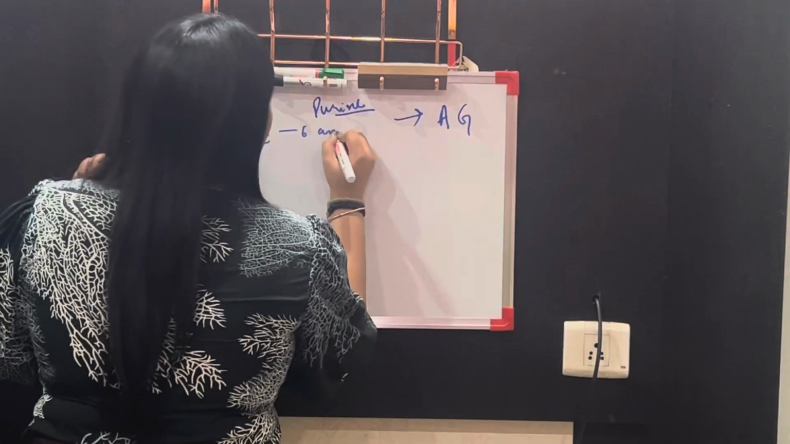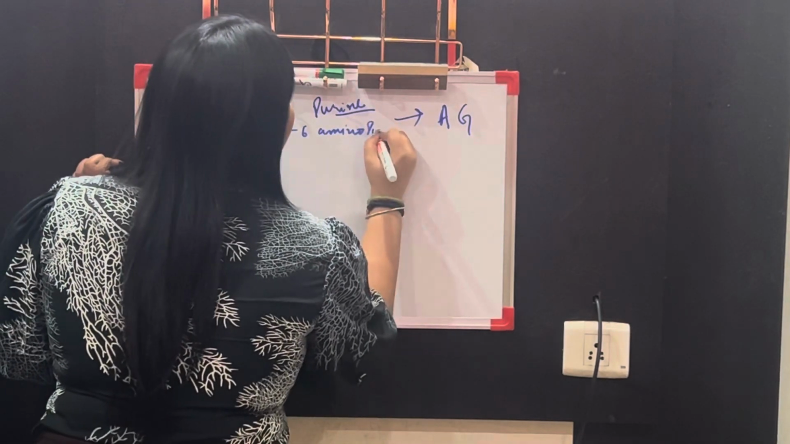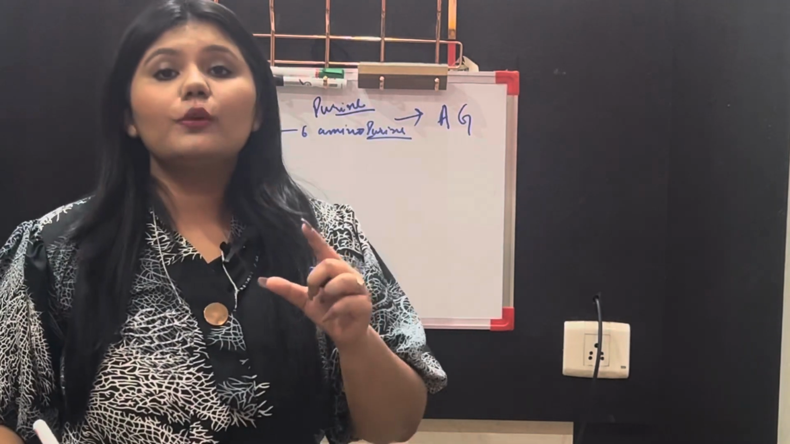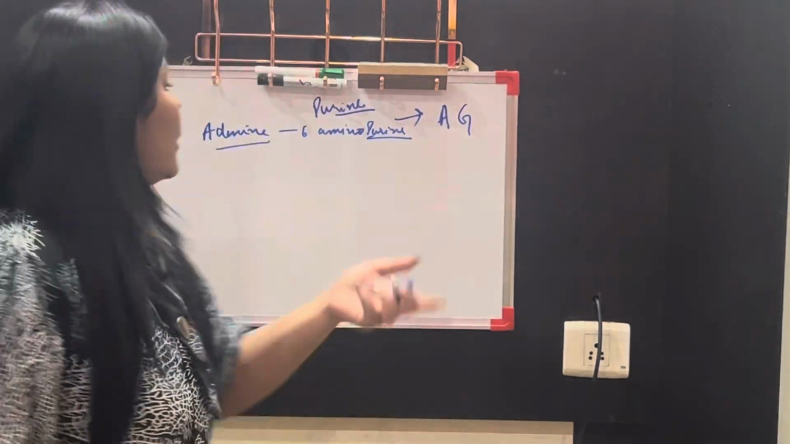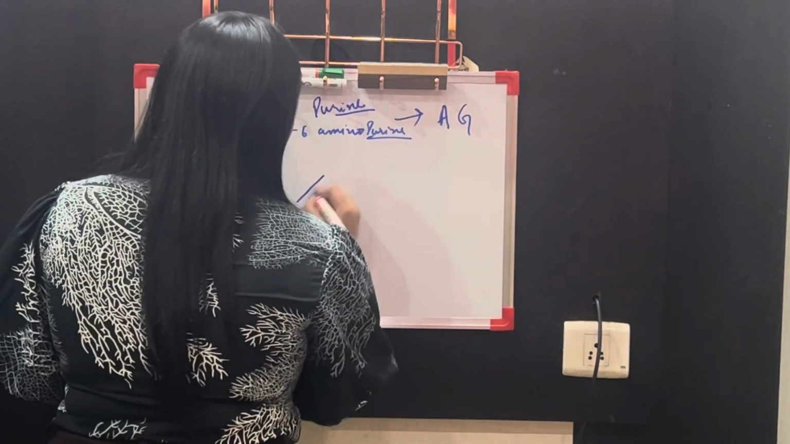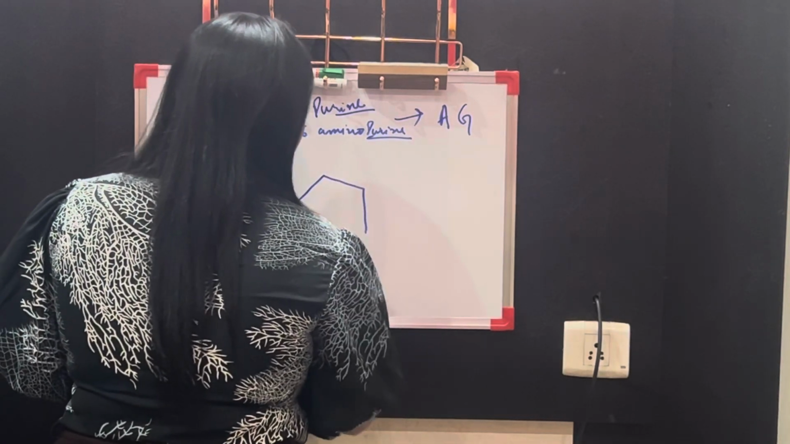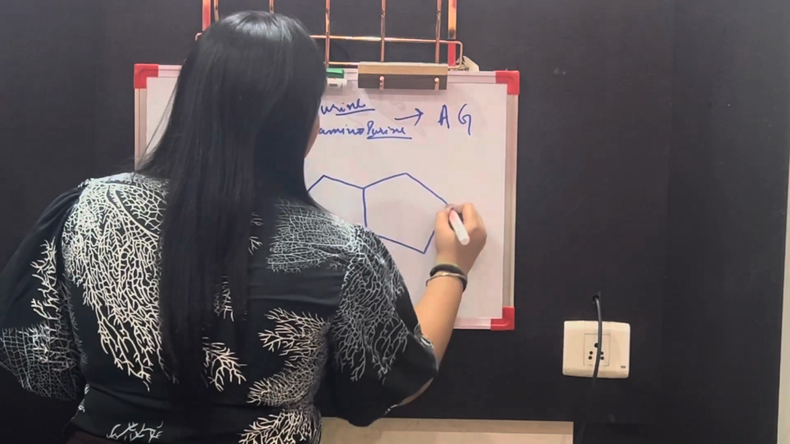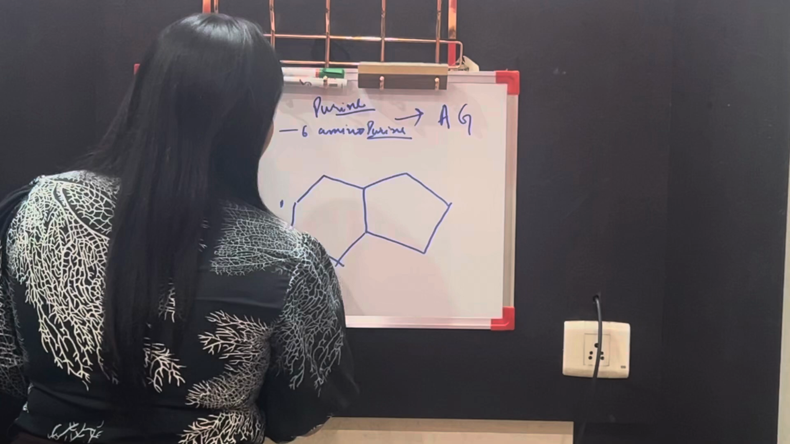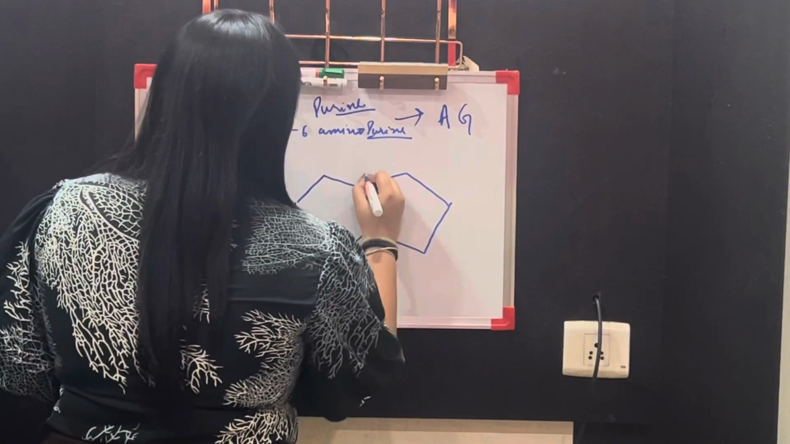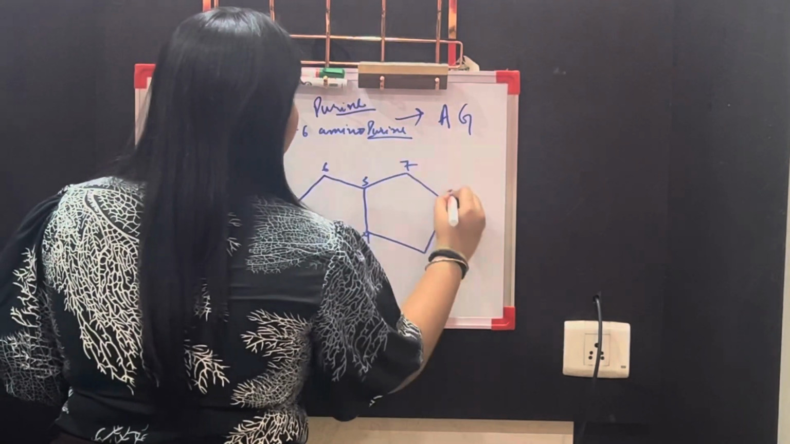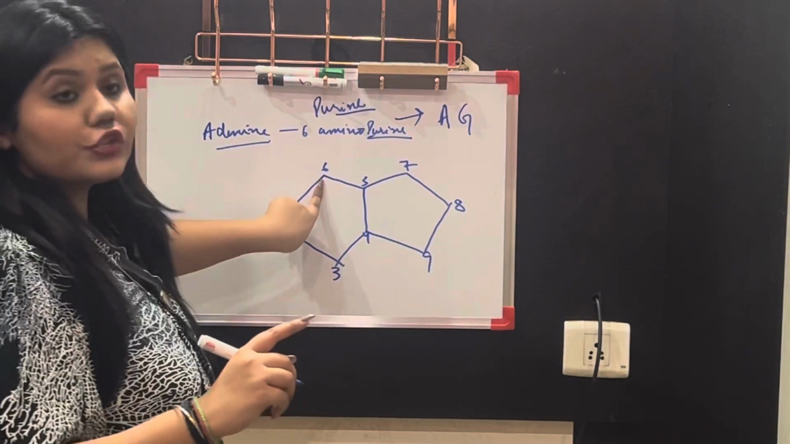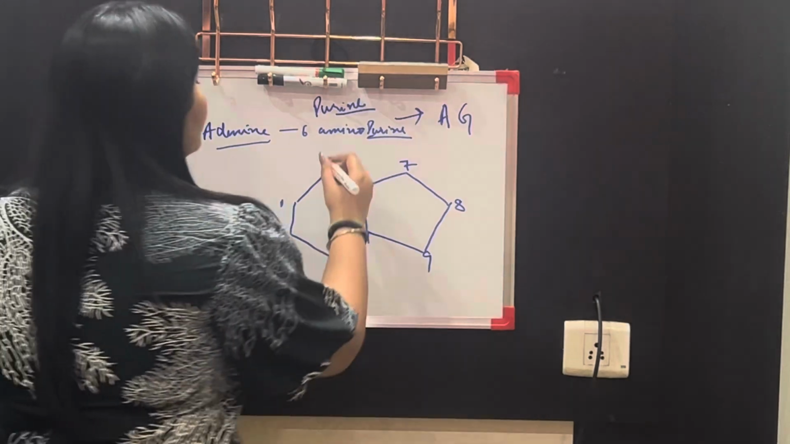Adenine is also called 6-amino-purine. So to the purine ring, you have to attach an amino group at the 6th position of the purine, alright? So we are going to draw the purine ring now. This is the purine ring. So I'll just give the numbering 1, 2, 3, 4, 5, 6, 7, 8, 9. So what did I just say? That on the 6th position of purine, we have an amino group attached to it.